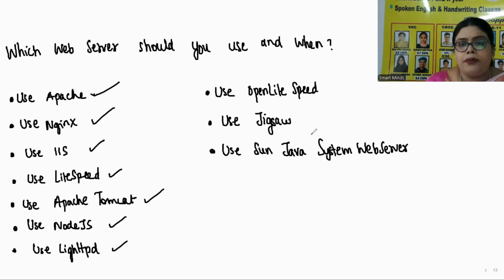Then next coming to Open Lightspeed. So if you want a free version of Lightspeed that still offers great speed and performance, then we use Open Lightspeed. Then next is Jigsaw. So if you are a developer or researcher testing new web technologies and standards, then we use Jigsaw. Then at last coming to Sun Java System Web Server. So if you are dealing with older Java applications, but note that this server is no longer supported.